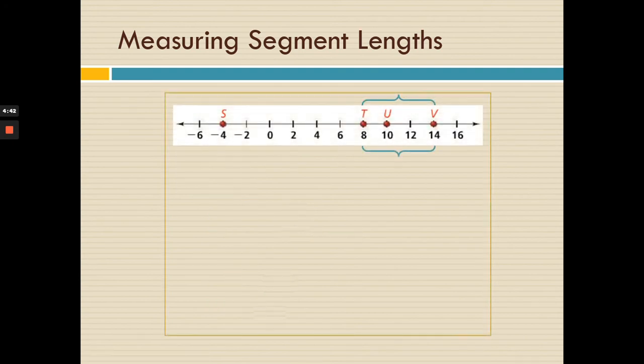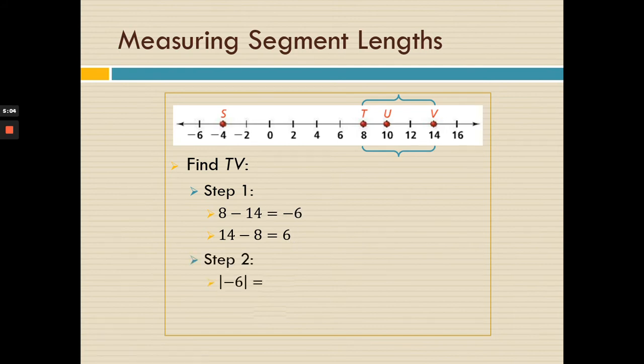So we go on now to this next one. This time we're going to find TV. This one is pretty easy. Step 1, we can do it two ways. We can go 8 minus 14, or we can go the other way and do 14 minus 8. We end up with -6 or +6, depending on which way you wanted to do it. Either way, you take the absolute value at the end, and we end up with an answer of +6. So that means TV is 6. The length between T and V, that distance, is 6.